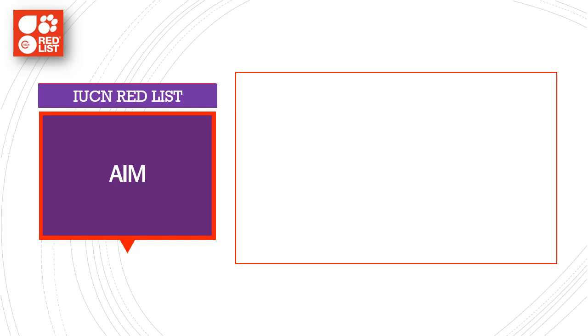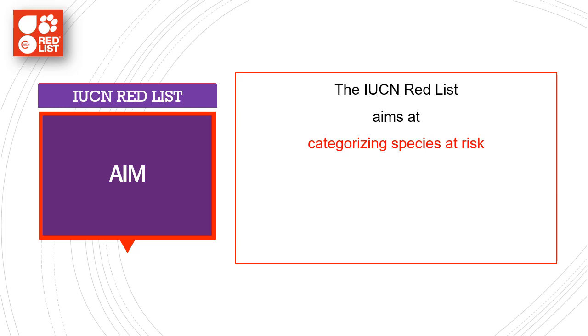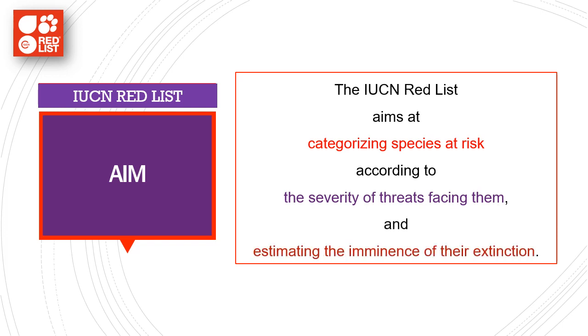Now let us look into the aim of the IUCN Red List. The IUCN Red List aims at categorizing species at risk of extinction on the basis of the severity of threats which are facing them, estimating the imminence of their extinction. So the point is, if we do not conserve these species, they are threatened with extinction, and on the basis of the severity of the threats, the species are categorized into different categories in the IUCN Red List.